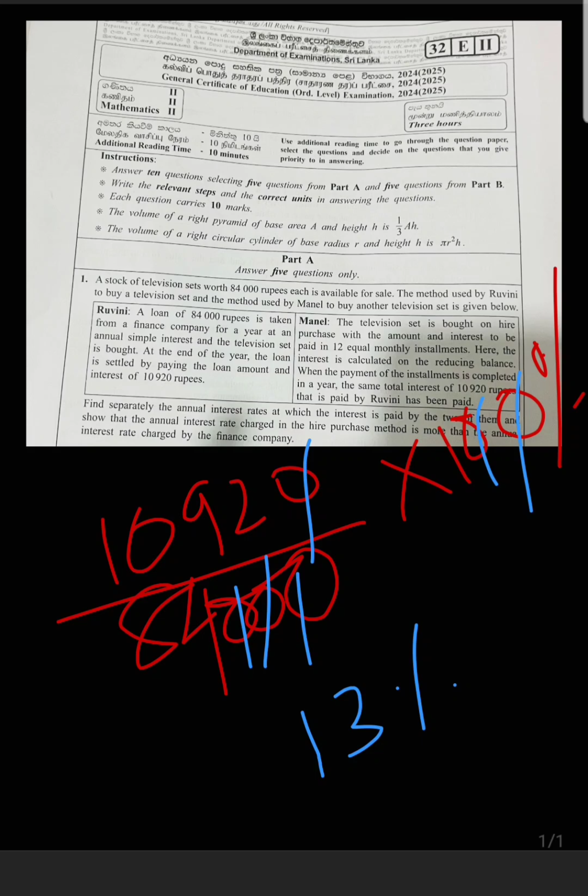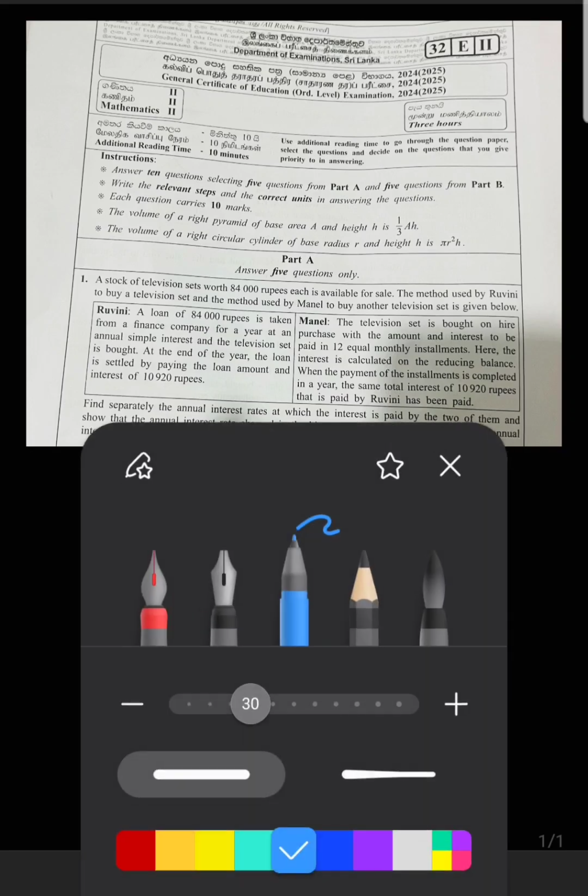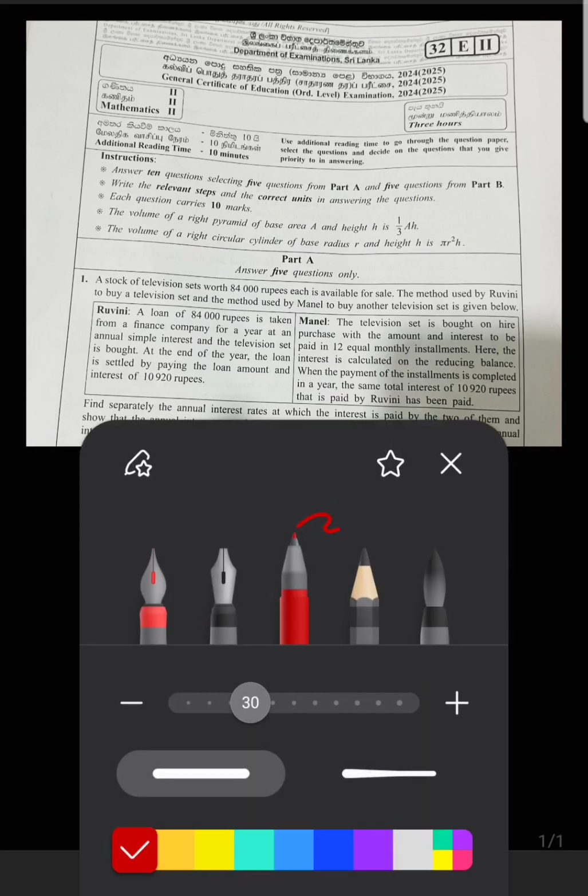So students, please just take down this answer on one side, because we are going to do the calculation for the second scenario, it means Manal's. So we are going to calculate the annual interest rate for Manal. So if I take Manal's one, I can erase this, you can just take down the previous one about Ruvini, and now I am going to write about Manal's one.